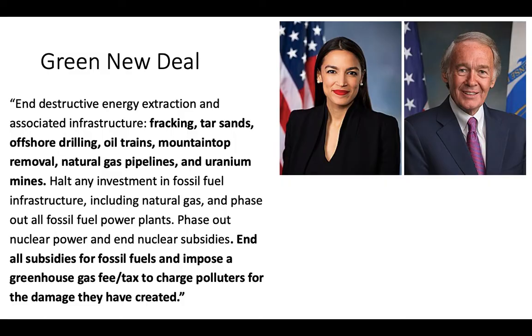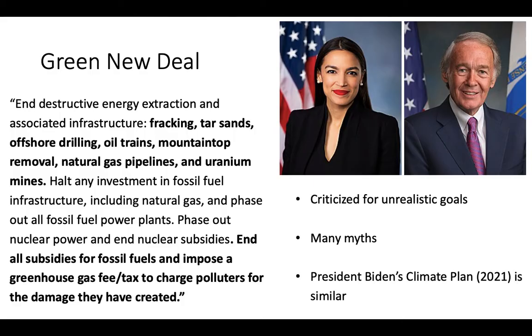Additionally, they want to end destructive energy extraction and associated infrastructure, including fracking, tar sands, offshore drilling, oil trains, oil pipelines, mountaintop removal, natural gas pipelines, uranium mines, etc. Halting any investment in fossil fuel infrastructure, including natural gas, and phase out all fossil fuel plants. Also, interestingly, phase out nuclear power and end nuclear subsidies. This is another big point here. End all subsidies for fossil fuel and impose a greenhouse gas fee or tax to charge polluters for the damage that they create. So it's kind of like a cap and trade, just a little bit more intense.